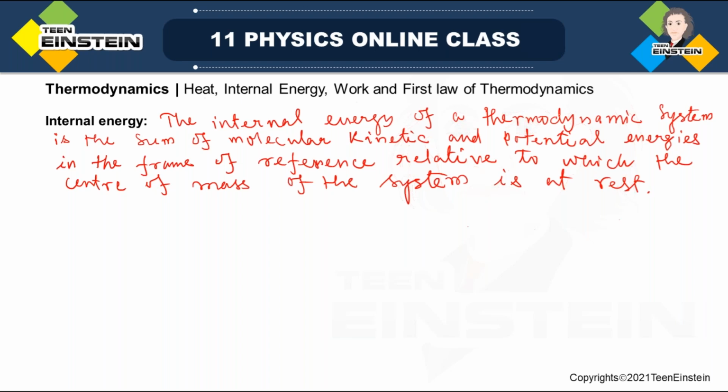Now let's discuss the properties of internal energy. The internal energy of the system is a thermodynamic state variable. So let me write: properties of internal energy.